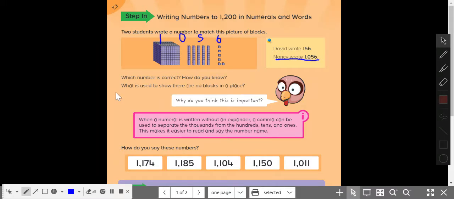So I have to have a hundreds place on my number. When I write the number 1056, I have to have my 0 here. If I don't, then it becomes what David wrote, which is 156. That's a completely different number. So I want to make sure I put that 0 there to save that hundreds place.